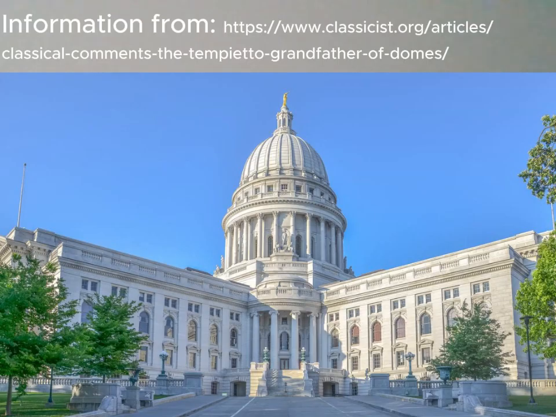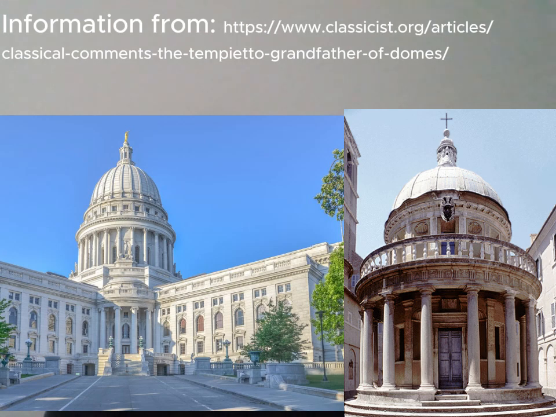An example of the most modern building that is in similar style to the Tempietto is the Wisconsin Capitol building. So first off, it does not have the same purpose or the same cultural relevance. However, it is a dome building made of granite and marble that was originally built in the 1900s and was renovated back in 2002, making it one of the most modern buildings inspired by the Tempietto.